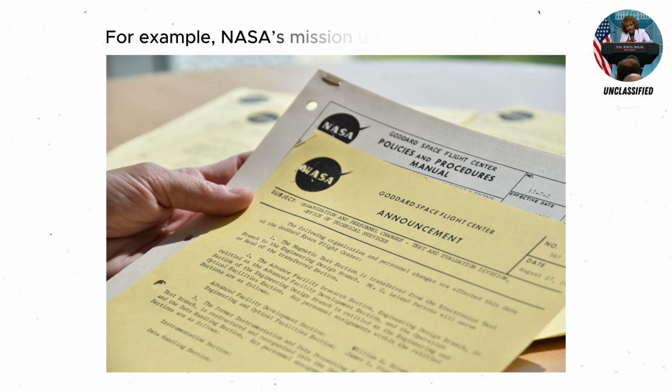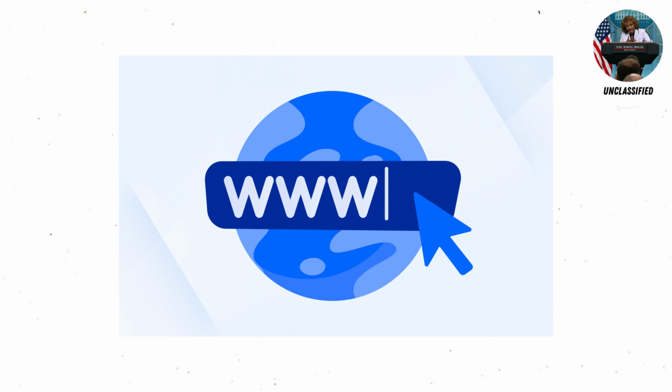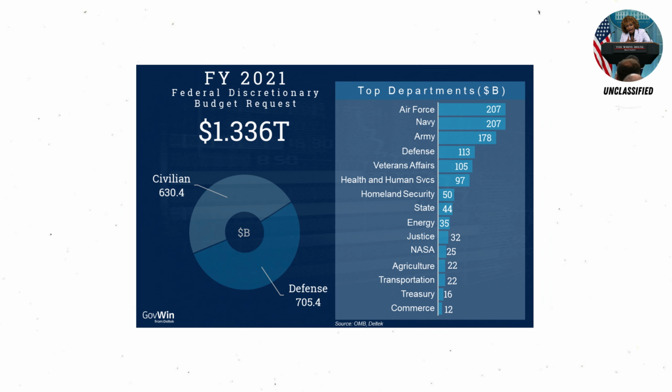For example, NASA's mission updates are unclassified. They include launch schedules, images, and research summaries. These reports are posted online, but reviewed for technical safety. Even budget summaries or routine weather briefings start here.